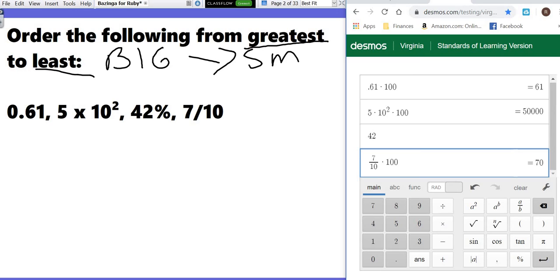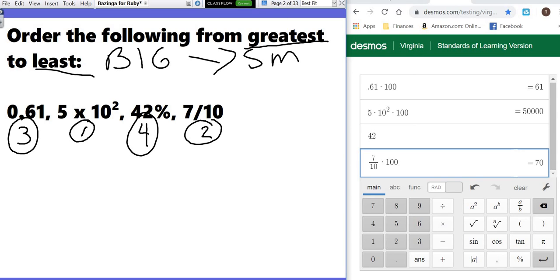So it wants biggest to smallest. Well, 61%, 50,000%, 42%, and 70%. So the 5 times 10 to the second is definitely the biggest, 50,000%. Then comes 70%, which is right here. That would be our second one. After that comes 61%, which would be right there. And finally, our smallest would be 42%.